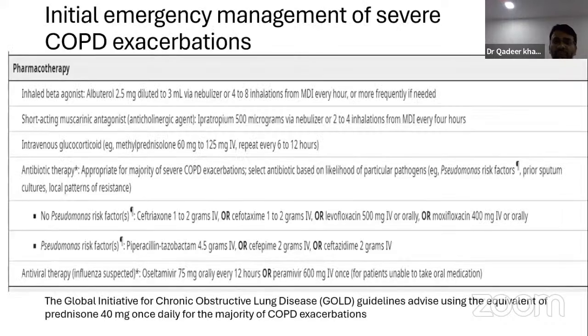So bolus doses or loading doses of methylprednisolone have not proven any benefit in acute exacerbation of asthma. Again, in management of severe COPD, the step-up approach is to first use SABA, then SAMA, and then inhalational steroids. If the patient has severe COPD where severe spasm is there, methylprednisolone 60 mg to 125 mg is given, repeated every 6 to 12 hours until we get relief of the spasm or improvement in the ventilatory graphics. This was supported by the GOLD guidelines for the use of prednisolone 40 mg once daily for the majority of COPD exacerbations.